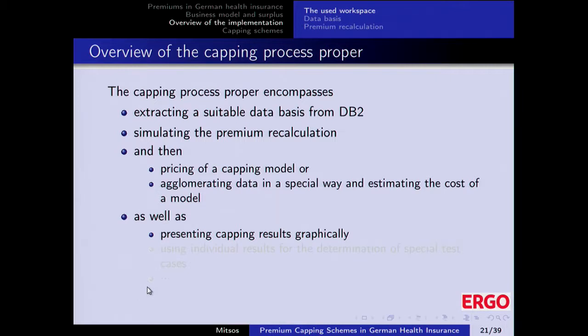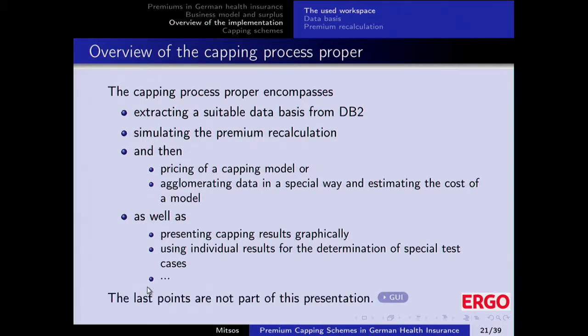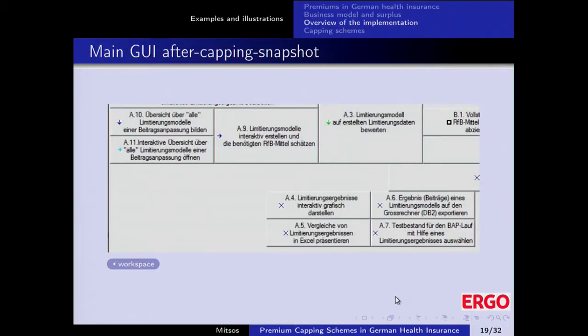And then we have, of course, to use the results, maybe present them graphically, or use them for special tests, technical tests, and other things. Those last points, again, are not part of the presentation. If we go to this GUI again, this would be an example of further usages of the results that do not interest us.